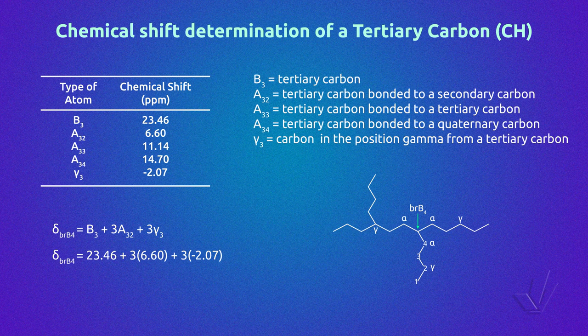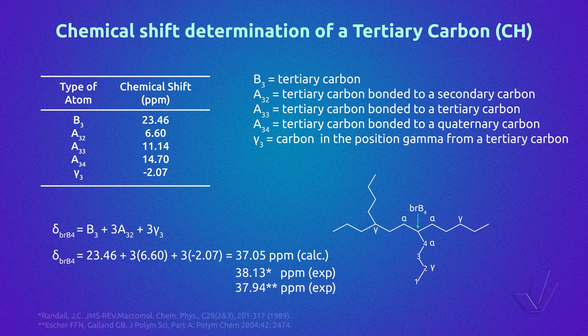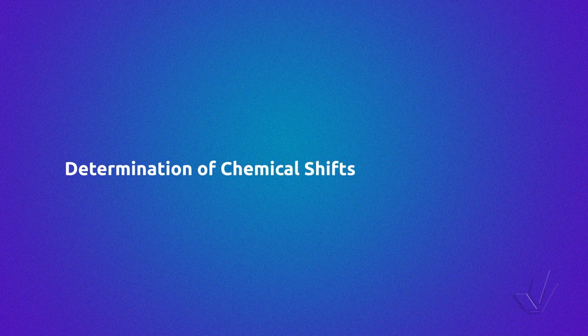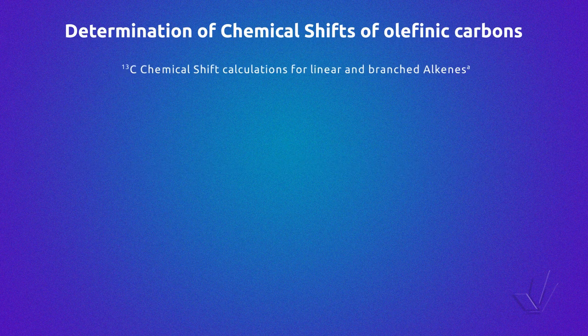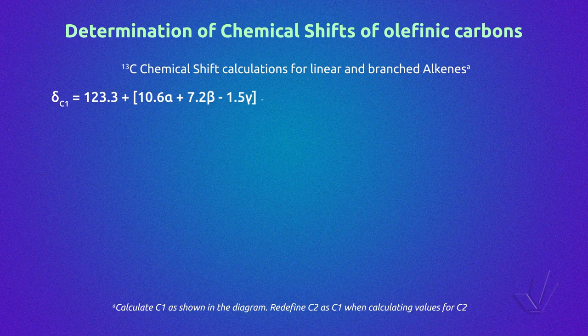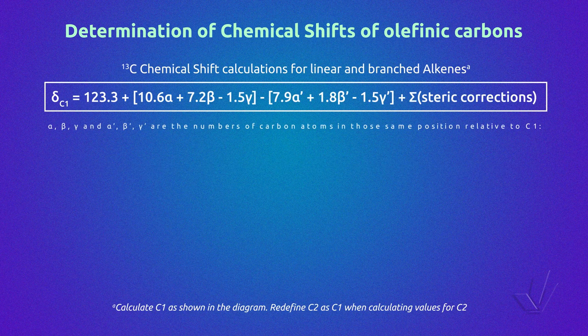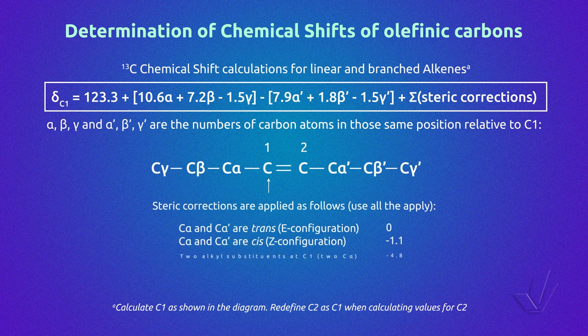So the calculated chemical shift for this tertiary atom is 37.05 ppm. The experimental values found in the literature are close to 38 ppm. The previous table that we have seen is exclusive for polyolefins. I am going to show you now a table that can be used for olefinic carbon atoms.